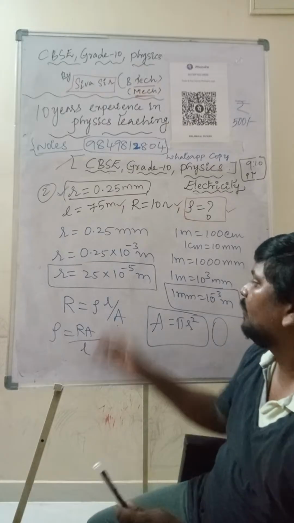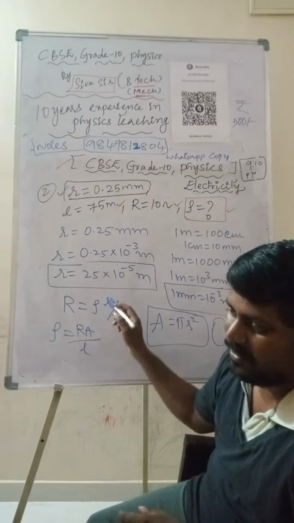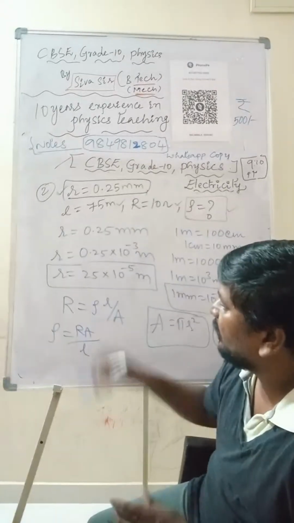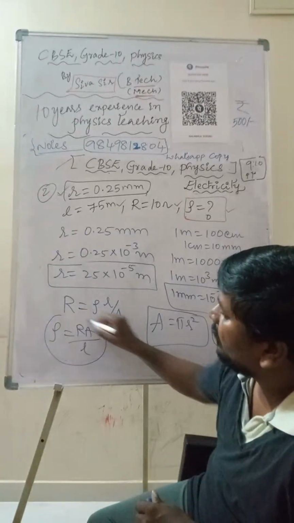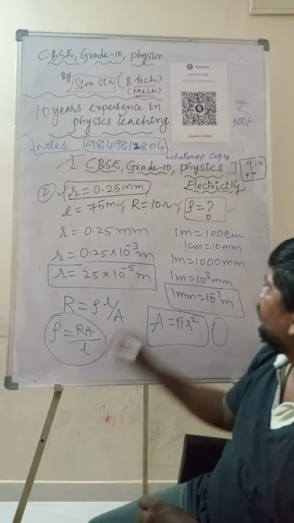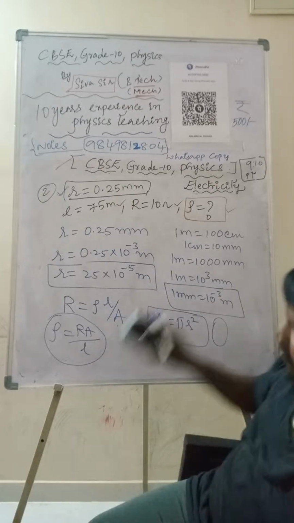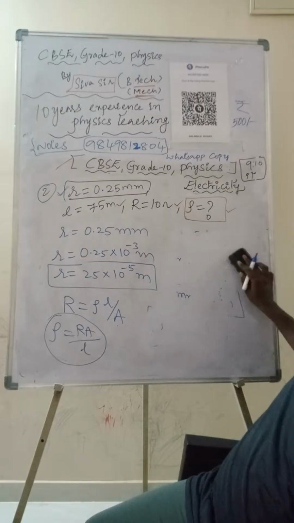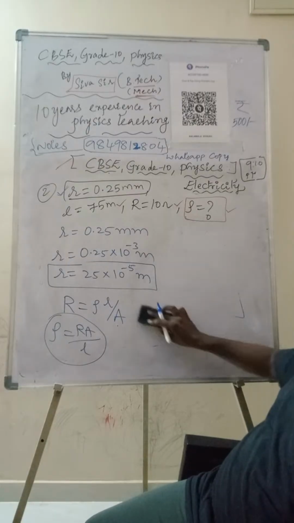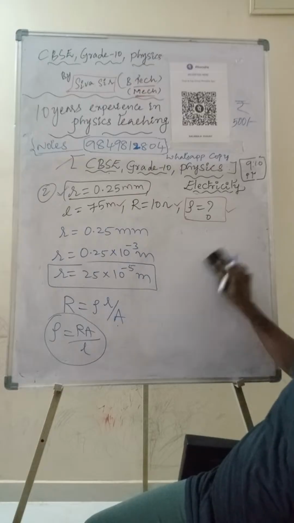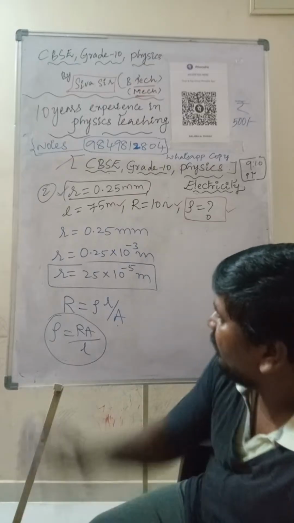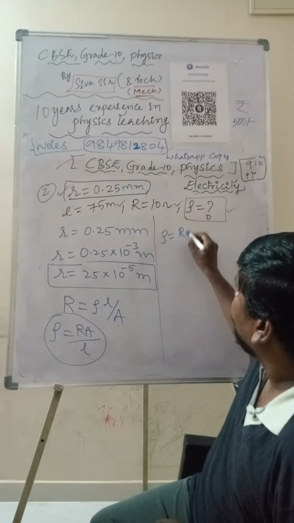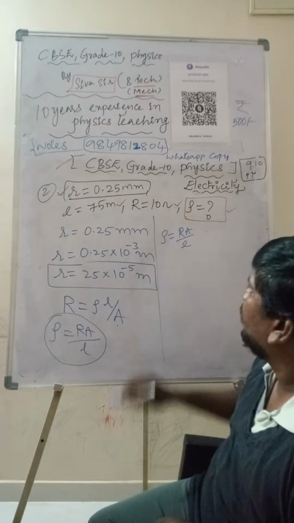Okay, I am erasing it. This is the formula we have to use. After using this formula only, you'll get it. Now we will see the value. This data is not required, so I am erasing it. Only this formula is enough. So rho equal to RA by L.